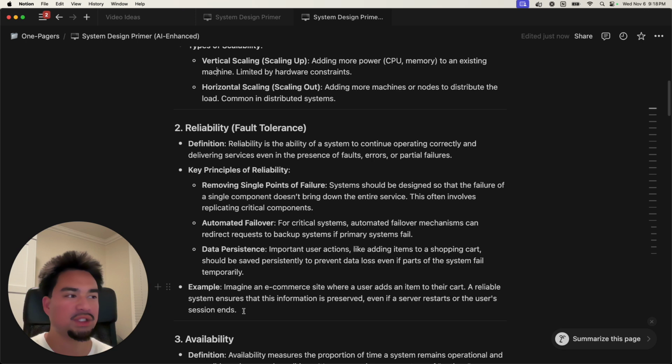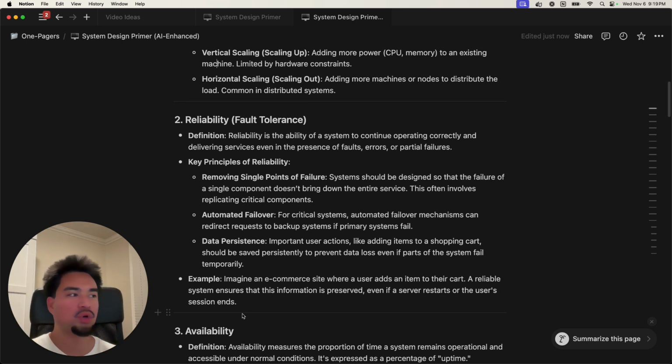The next system characteristic is reliability. So reliability is the ability of a system to continue operating correctly and delivering services even when there's faults, errors, or partial failures. So the key principles of reliability are removing single points of failure. So your system should be designed so that the failure of a single component doesn't bring down the entire service. I think that's pretty simple. It's just like having a backup.